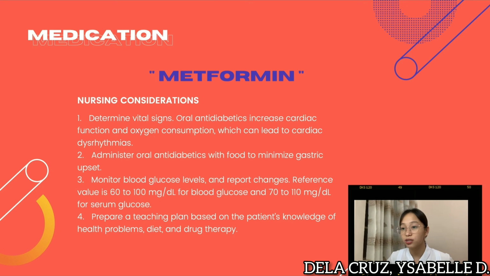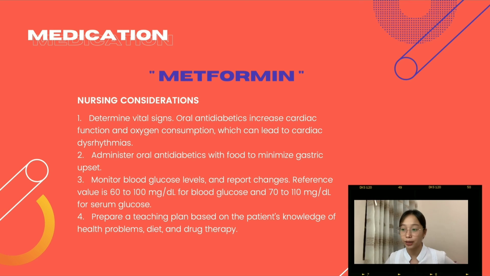Reference value is the 60 to 100 mg per deciliter for blood glucose and 70 to 110 mg per deciliter for serum glucose. So, kailangan minom na ng gamot yung pregnant mother, kailangan i-monitor yung blood glucose level para malaman kung kailan mag-a-adjust ng dosage. Number 4 is prepare a teaching plan based on the patient's knowledge of health problems, diet, and drug therapy.